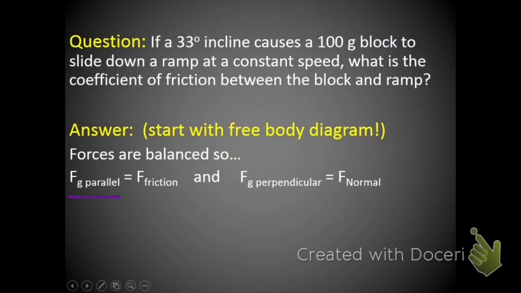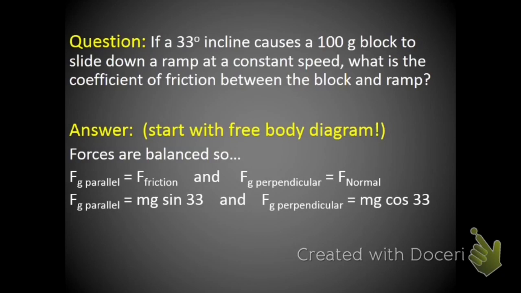So the force that's pulling the block down the ramp is equal to the frictional force pulling it up the ramp. And the perpendicular force pulling it into the ramp is equal to the normal force supporting it. All those forces are balanced. I can calculate the parallel force by using mg sine of 33 and the perpendicular force by doing mg cosine of 33.